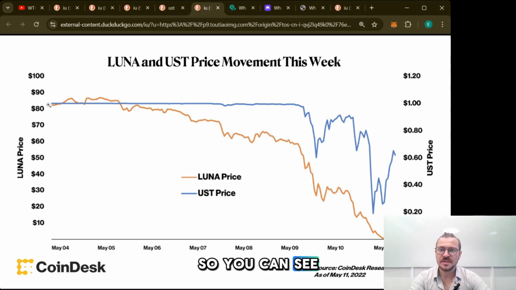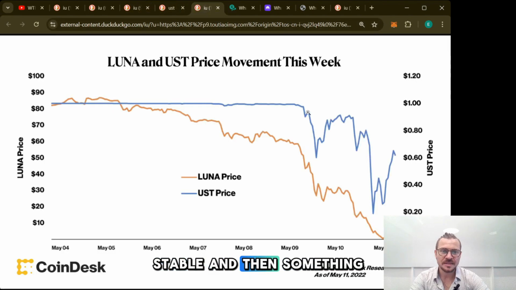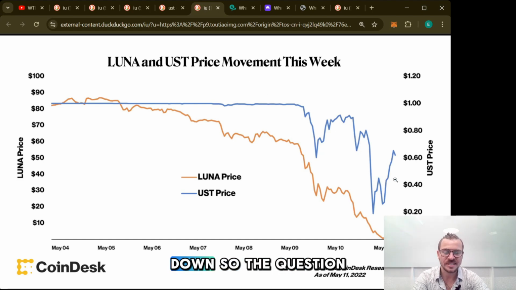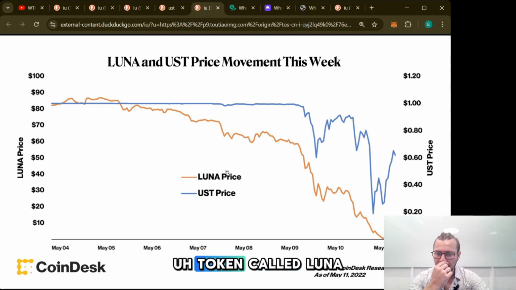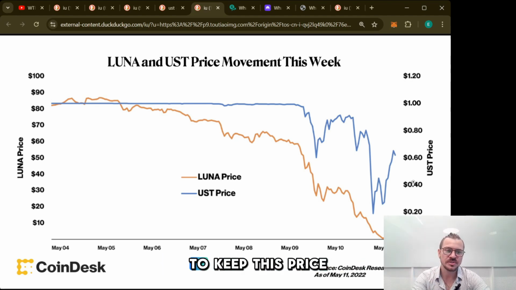You can see this was stable at $1. It was stable, just like all the others, right? Just like these, stable. And then something happened. It went down. So the question is, why is that happening? Well, the value of this stablecoin was connected to another token called Luna. Luna's value crashed, which means they're unable to keep this price at $1 and it crashed.